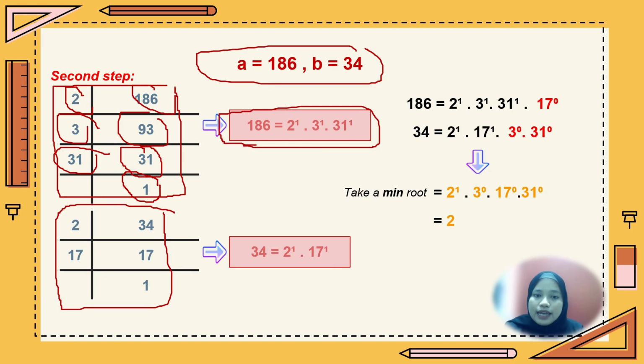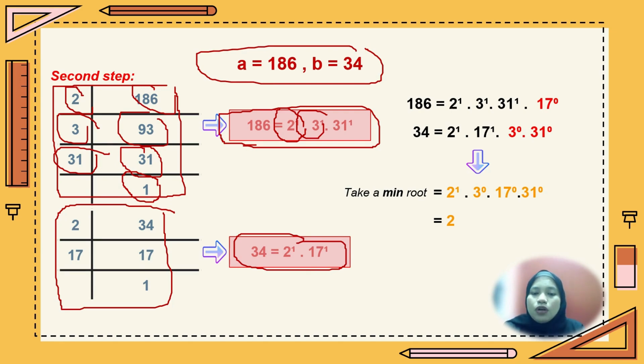After finishing all the steps to get the prime numbers, we can list all the prime numbers that you get. So for 186 we get 2 power of 1. Why do we put 2 power of 1? Because in this part there is only one 2. So 3 power of 1 because 3 appears only once. Same with this part, 2 power of 1 because there is only one 2 here.